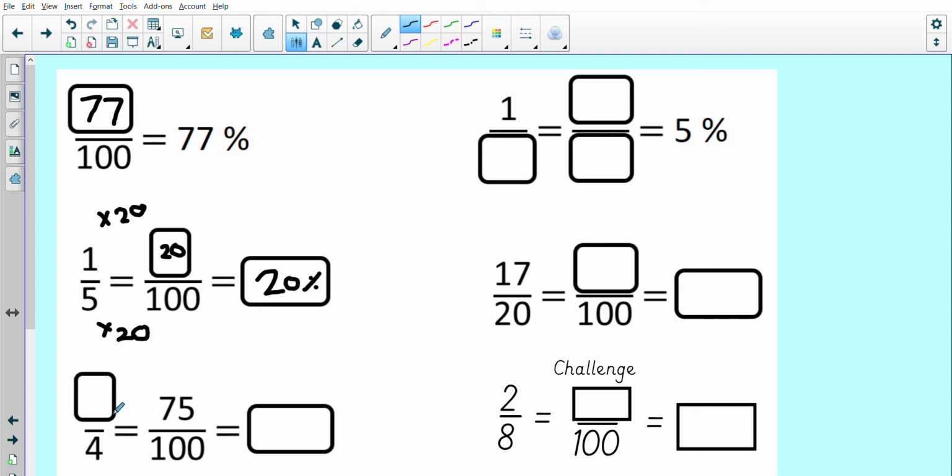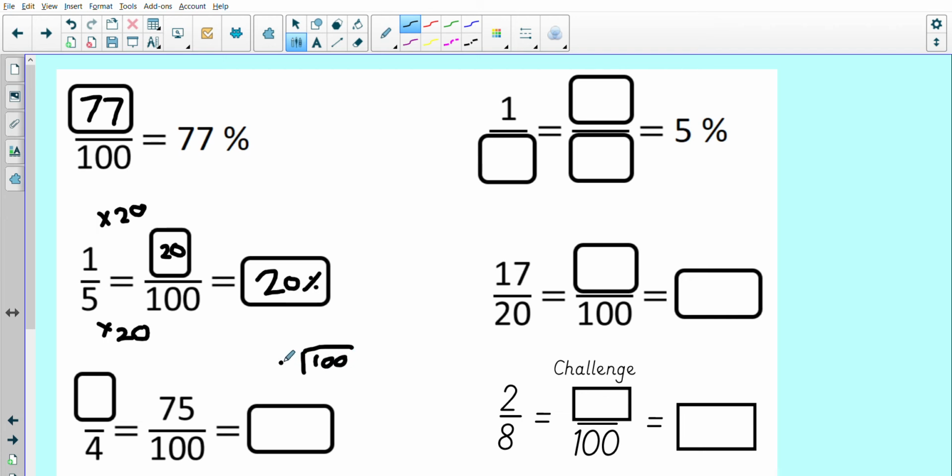Okay, something over 4 equals 75 over 100. I don't know what this is. So instead of multiplying, I'm actually dividing. I'm doing the inverse. So how many times does 4 fit into 100? Again, if I don't know, I can use my bus stop to figure it out.